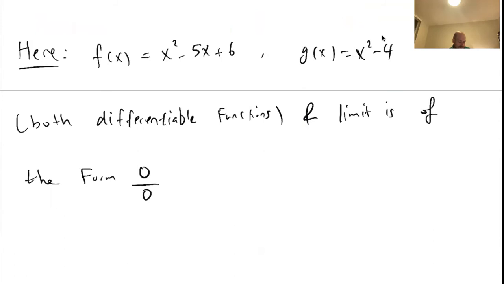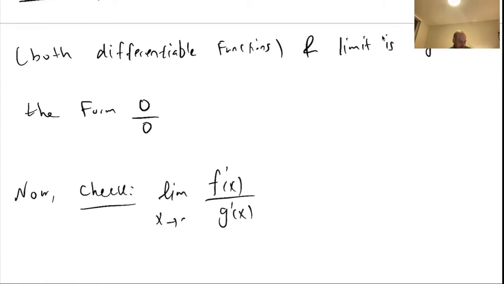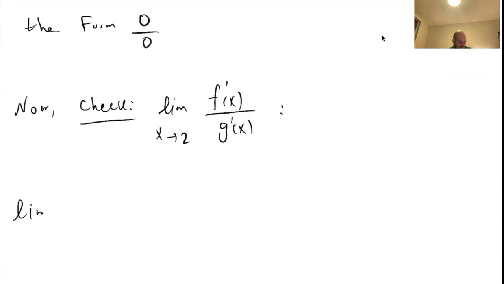So let's check the limit of f prime over g prime. If the limit of f prime over g prime exists, because the limit is of the form 0 over 0, then we can say that the original limit of f over g also exists and is equal to the limit of f prime over g prime. So now, to apply L'Hopital, check the limit of f prime of x over g prime of x as x approaches 2. How much is that going to be?